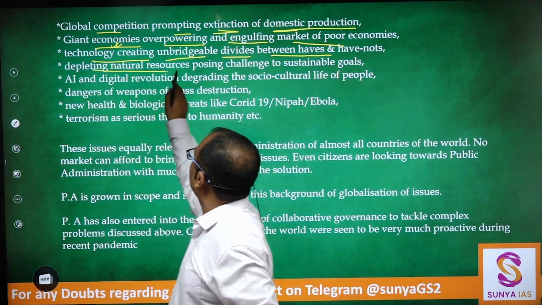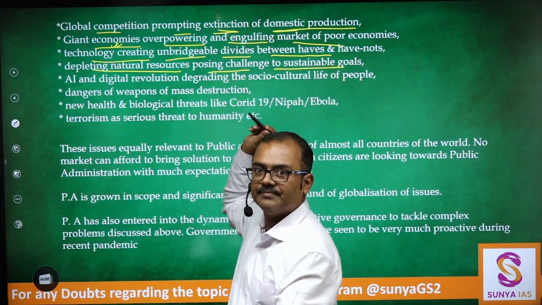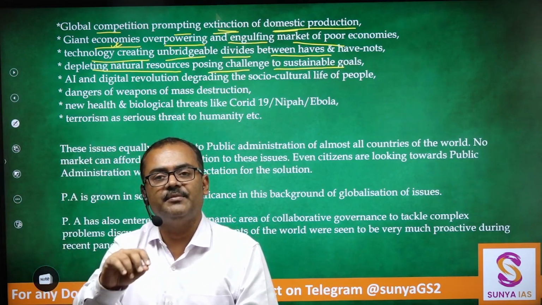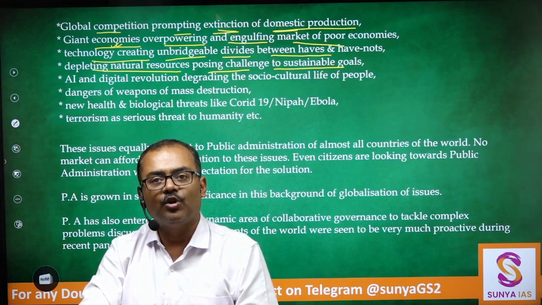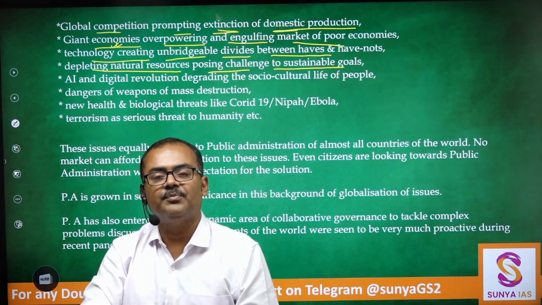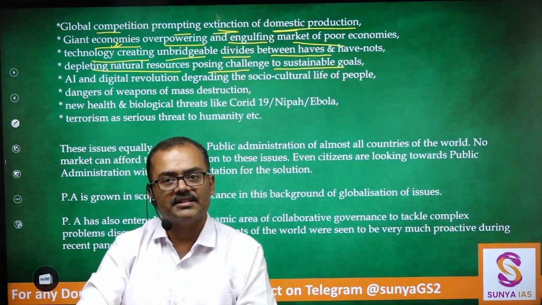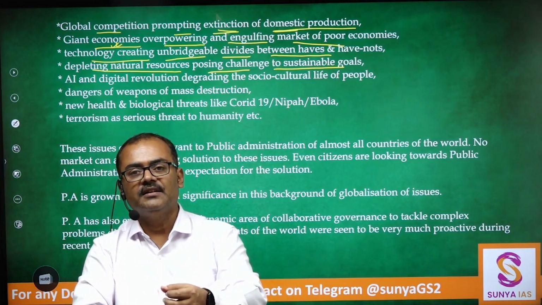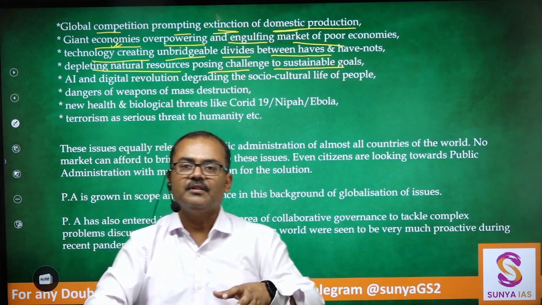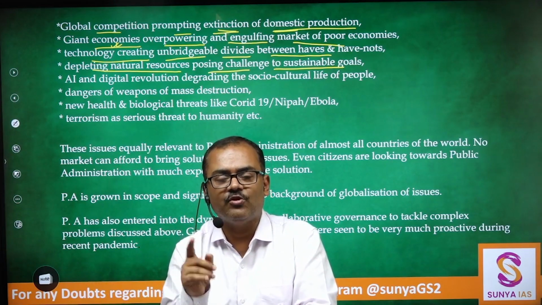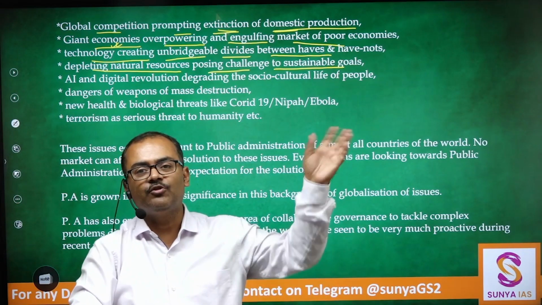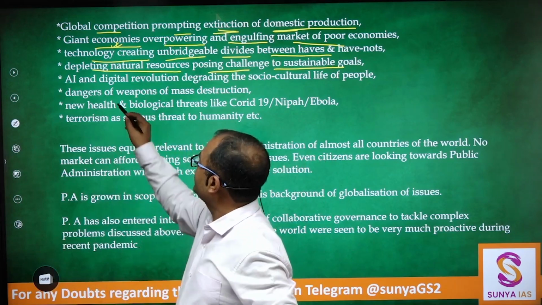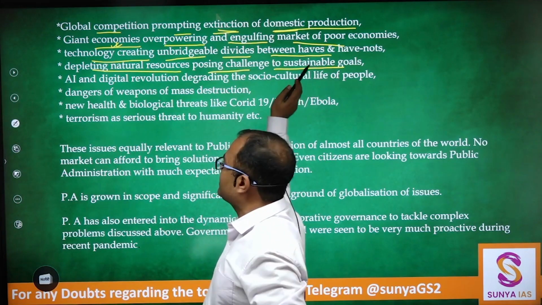Then depleting natural resources posing challenge to sustainable goals. Globalization has also led towards indiscriminate usage of local resources. American companies are entering into African nations, started entering early also, using the raw materials and mineral products, and making production and manufacturing in their own interest. Their Appalachian coal fields are not used today, they will use them after 200 years. So this is depleting natural resources, posing a challenge to sustainable goals.